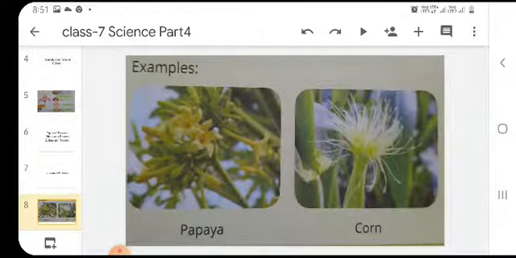For example, I am showing you here the picture of a papaya and a corn. These are examples of unisexual flowers. The flowers which contain either only the pistil or only the stamens are called unisexual flowers.